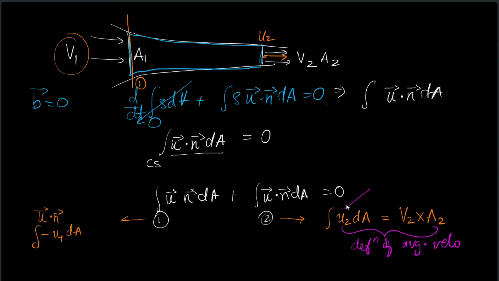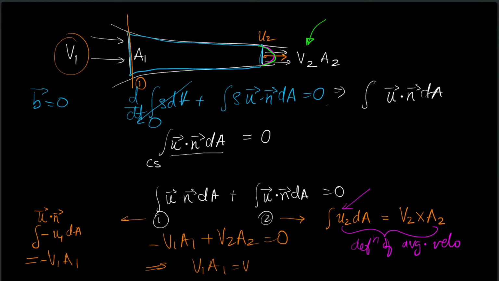Even though u2 can vary over this area, despite varying like this, you are writing it in terms of what you can measure. What you can measure is the average velocity. So this is this, and similarly this will be equal to v1 a1, with a minus sign, of course. So minus v1 a1 plus v2 a2 is equal to 0, and this implies v1 a1 equal to v2 a2.